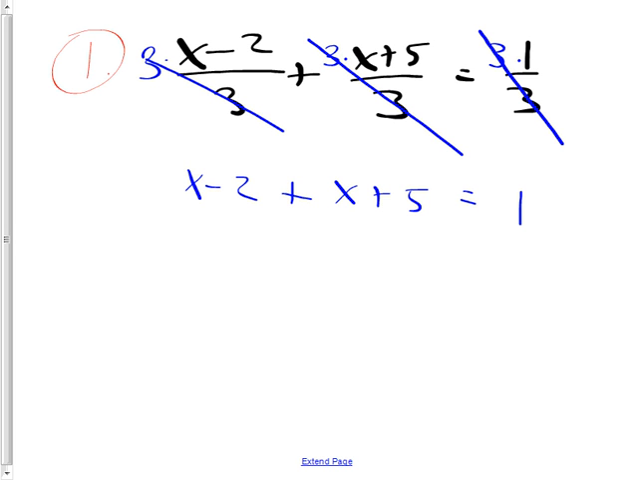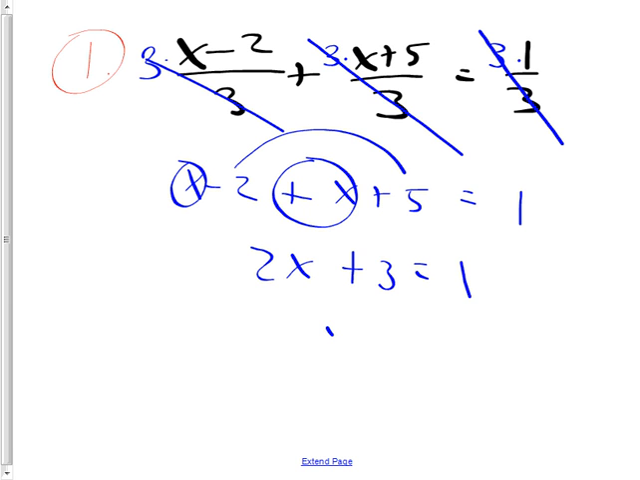Now, I'm going to try to get this down to just one x. So x and another x makes 2x. And the negative 2 and the 5 makes plus 3 equals 1. 2x equals, subtracting 3 from both sides, negative 2. x must equal negative 1. That's all there is to it. That was a simple one where I just cleared by multiplying by one little thing.